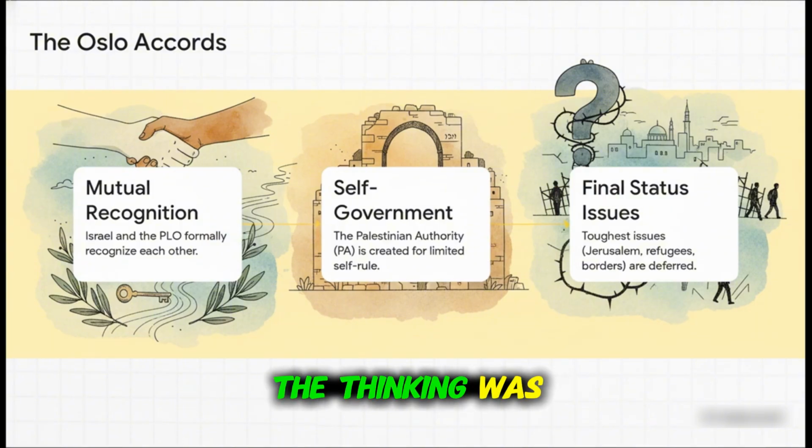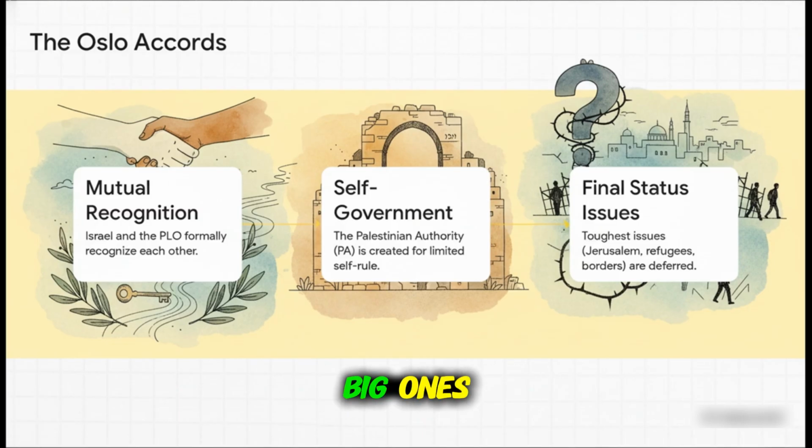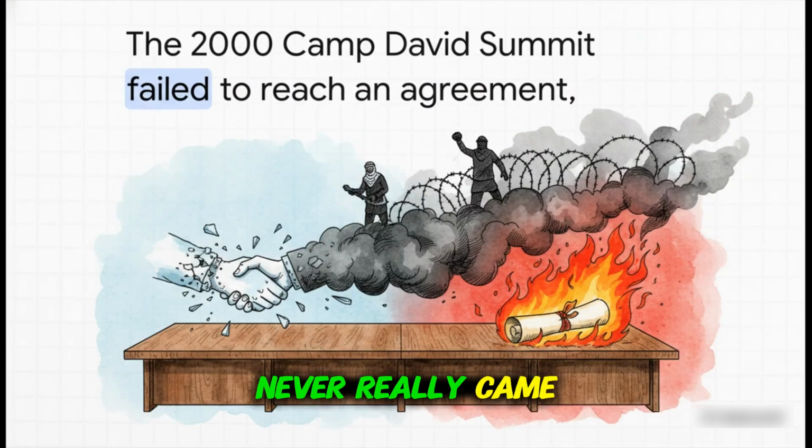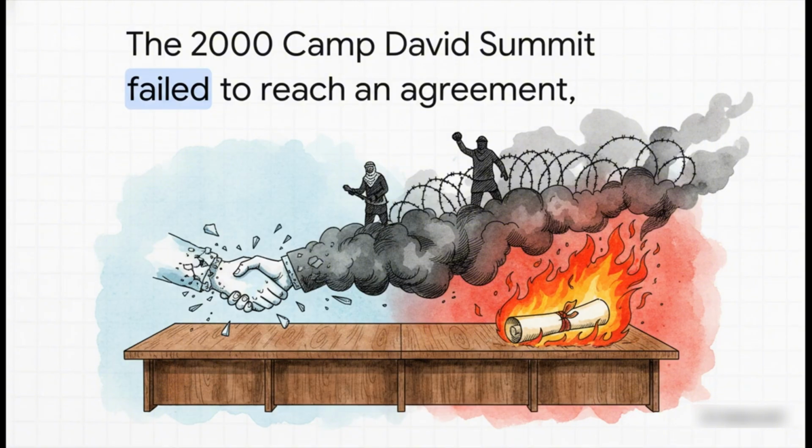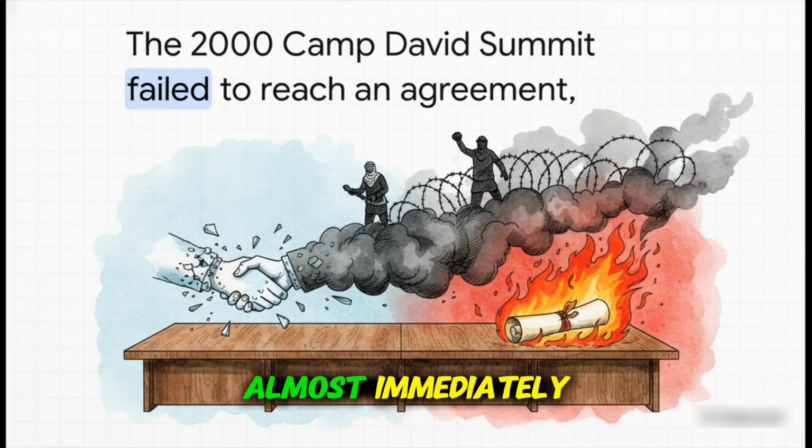The thinking was, hey, let's build some trust on the small stuff first, then maybe we can solve the big ones. Well, that later never really came. The 2000 Camp David summit, with President Bill Clinton hosting, failed to produce a final agreement. The collapse of those talks was almost immediately followed by the outbreak of the Second Intifada. And just like that, the Oslo era came to a violent and tragic end.